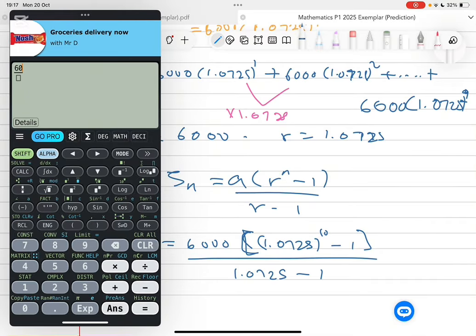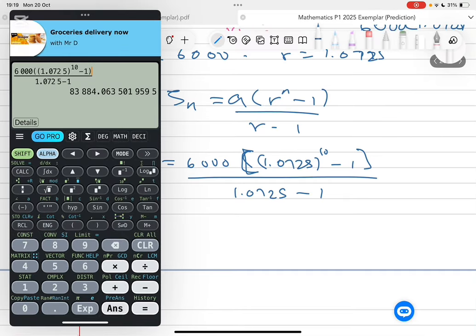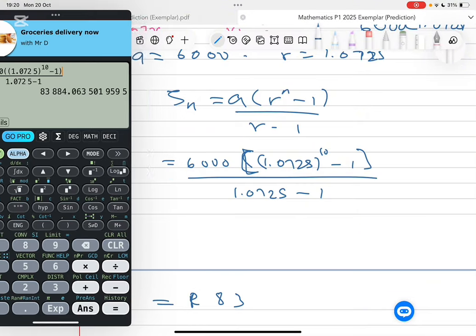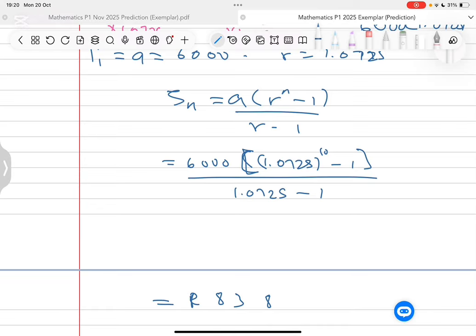And from here, this question becomes very boring, because we're just going to pull out our calculator and see that we have 6,000, then we have 1.0725 to the power 10. I'm subtracting 1 here, all over 1.0725 minus 1. And this gives me an amount of 884.06.